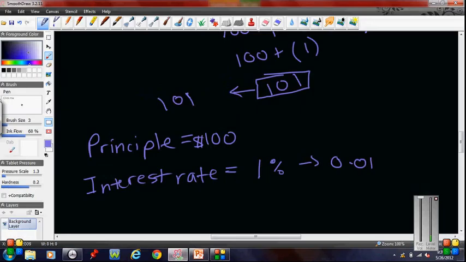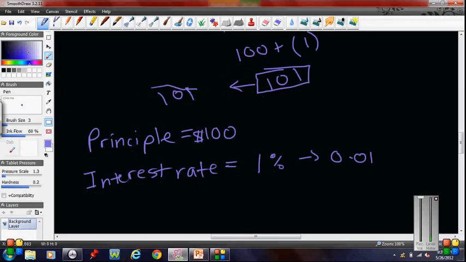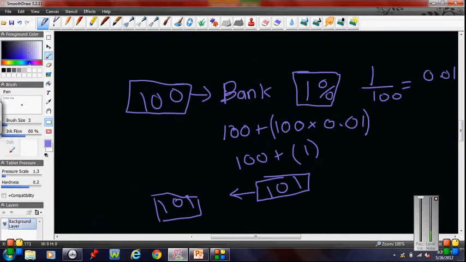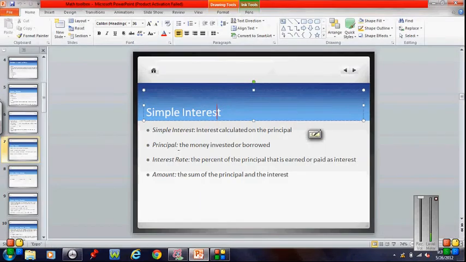So what is the amount? The amount would be, in this case, 101. 101 was the amount. All right, so let's quickly sum that up, and then we'll move on. If we look at the definitions here, you see that the interest rate is the percent of the principal that is earned or paid as interest. The amount is the sum of the principal and the interest.